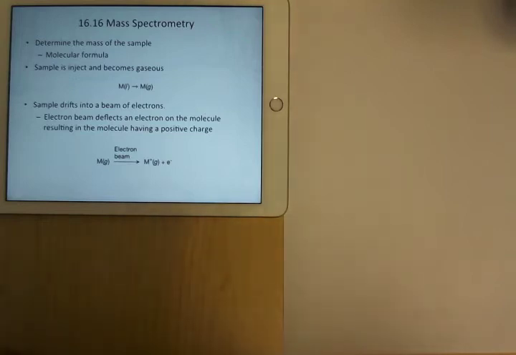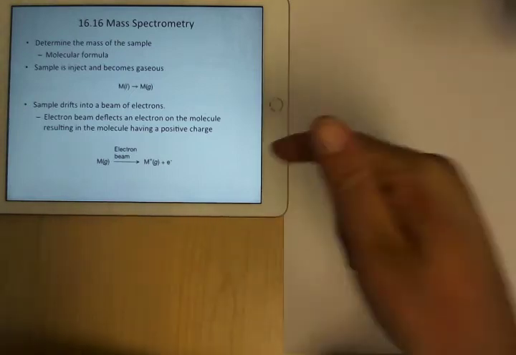So this is what's called electron desorption spectrometry. This is the sort of older method. We'll talk about some newer methods at the end. So the electron beam actually fires electrons in there.